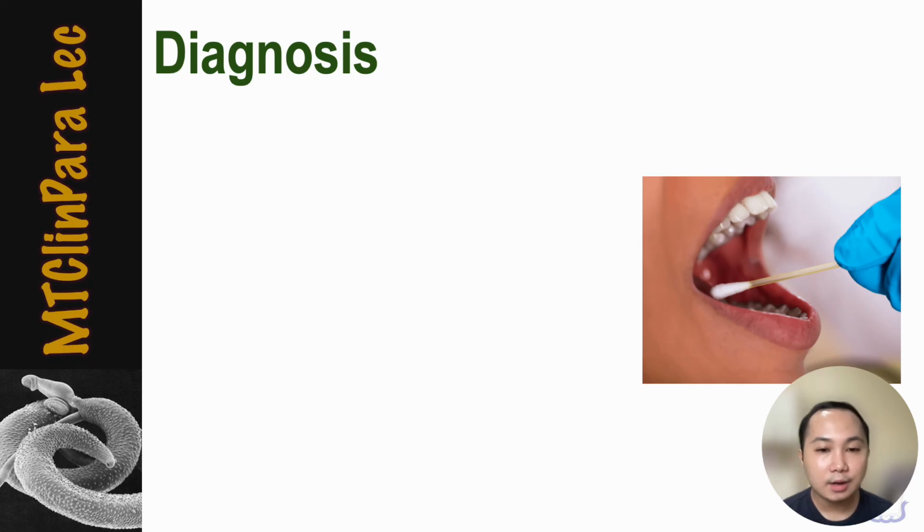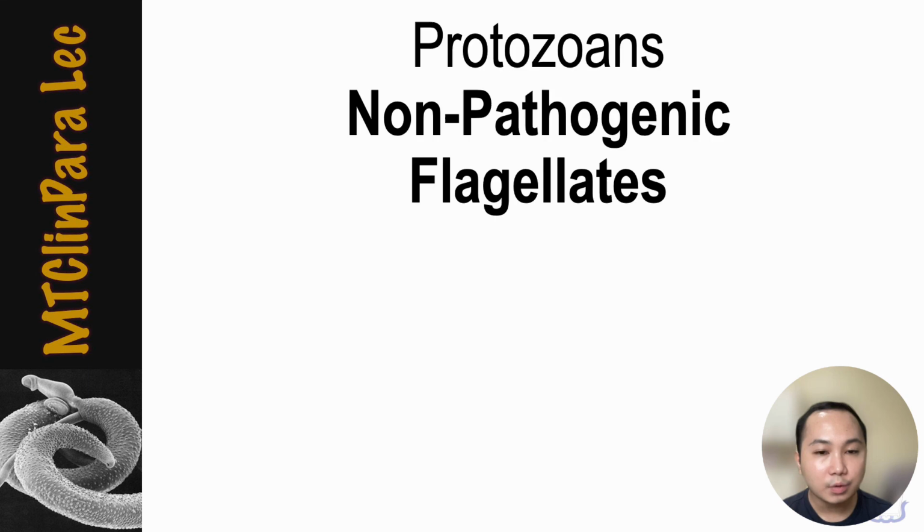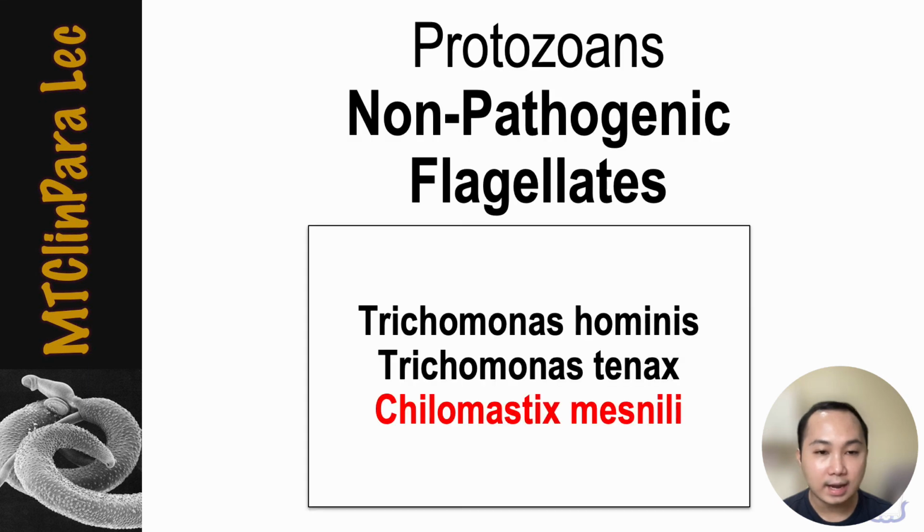So when it comes to the diagnosis, the only specimen that we can acquire is the oral scraping, since this is the mouth flagellate. Other specimens or locations that we can use are generally the whole mouth, such as the tartar between the teeth, the gingival margin, and the tonsillar crypts at the back of our mouth area. So we're done with your Trichomonas tenax. Now let's go to Chilomastix mesnili.